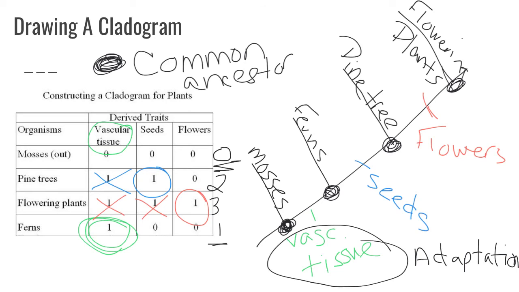So the last couple things I want to talk about is who is most related. So when I look at all of these traits, the ones that have the most traits in common would be the most closely related. So in this case, it would be the flowers and the pine tree because they have 2 traits that are in common versus someone else might only have 1 or none that are in common. So the pine tree and the flowering plants are the most related.